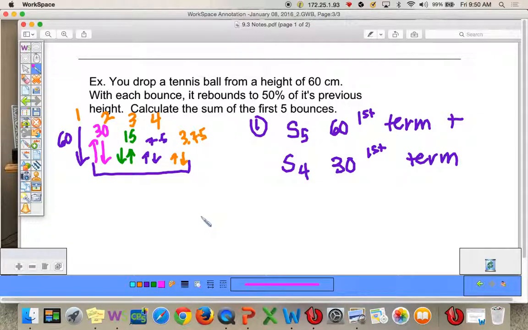I'm going to do method 2 though. So method 2 is, let's ignore the 60. Let's figure out the sum of the first 4 bounces starting at 30 as the first term. And then we're going to add the 60 to that. Okay, so here's my work for that.